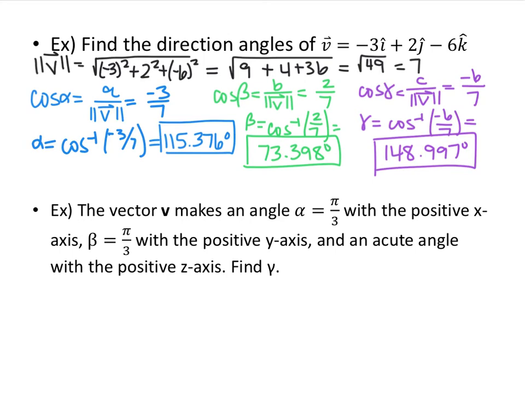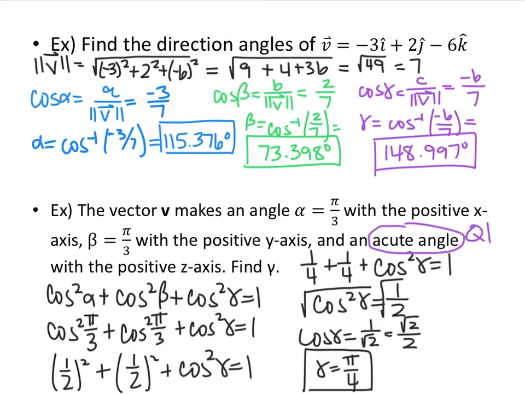Now, the second example. Suppose we have a vector v that we don't know, and it makes an angle alpha equals pi over 3 with the positive x-axis, and beta equals pi over 3 with the positive y-axis. We want to find the acute angle, gamma, that it makes with the positive z-axis. If you remember from the previous slide, there was a property that related the cosines of the three angles together. Go ahead and pause the video and find gamma.